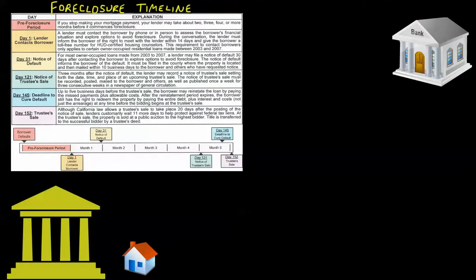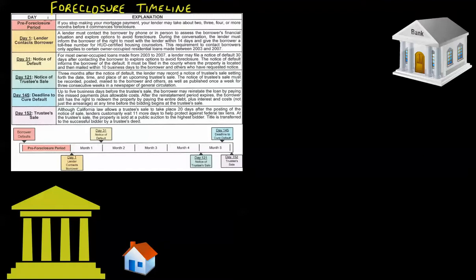REO stands for real estate owned, and the brief description of what an REO is: when a bank takes back possession of a property after foreclosure, and then they list the property for sale, and it's them trying to get rid of their distressed inventory. But I'm going to explain the process from before it goes to foreclosure to when it becomes an REO.